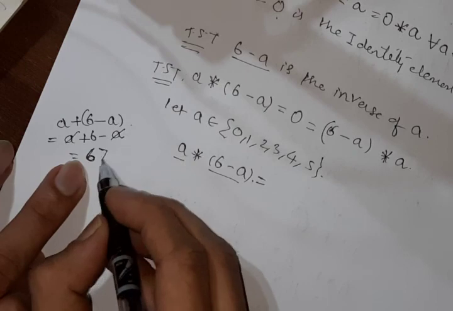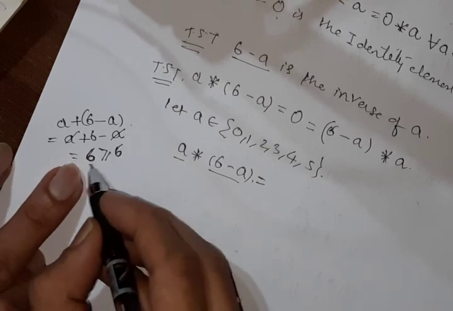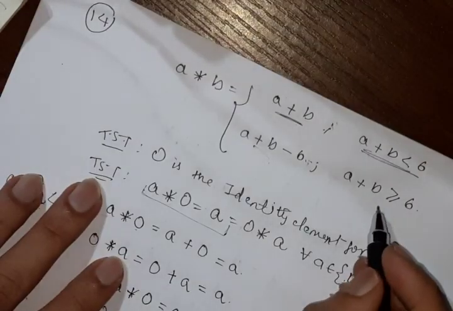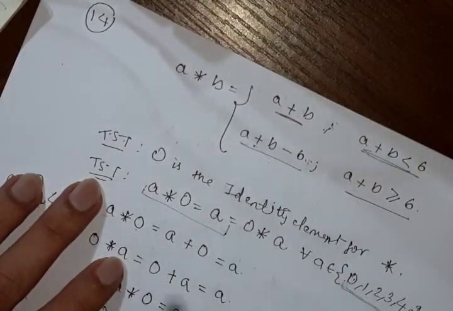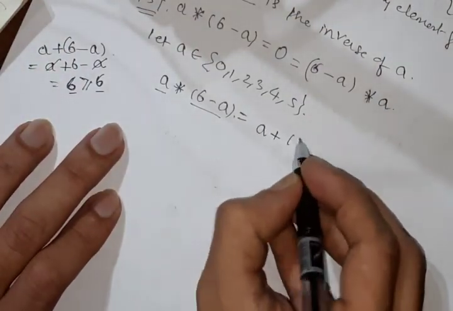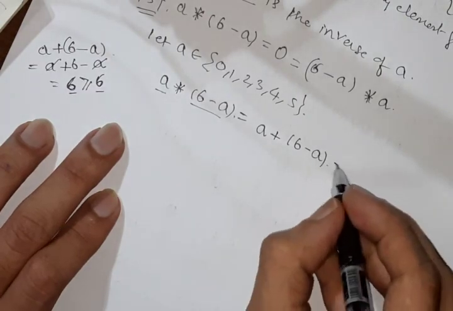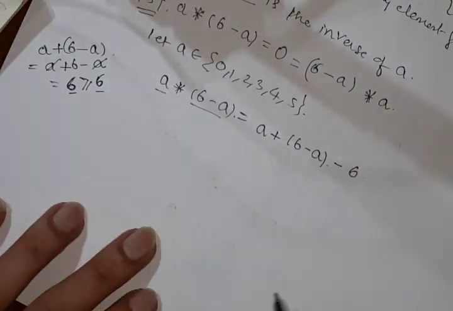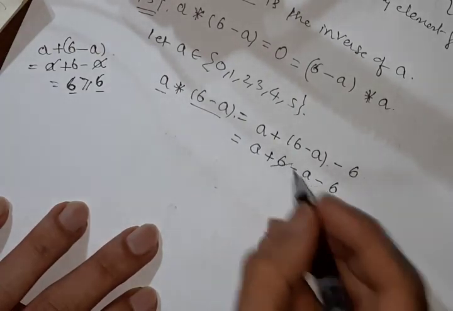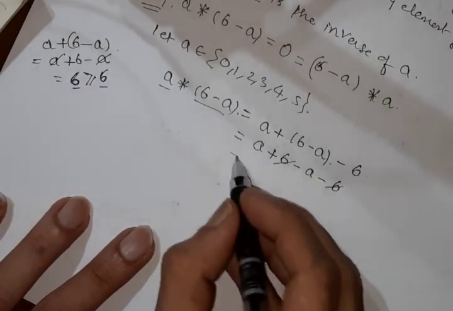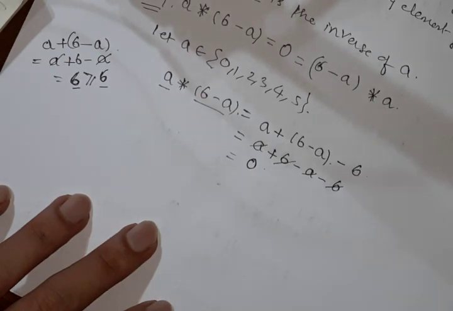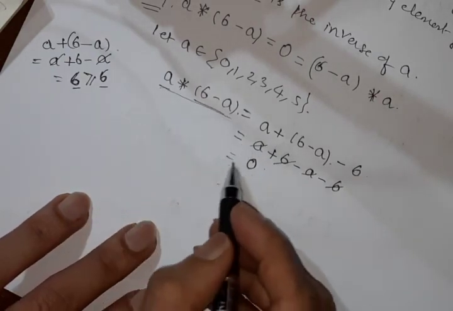Now 6 is greater than or equal to 6, so which definition? This definition, a plus b minus 6. So it is a plus 6 minus a minus 6, which is equal to what? Plus and minus 6 will get cancelled here, and a and minus a, so you will get 0. So a star 6 minus a is 0.